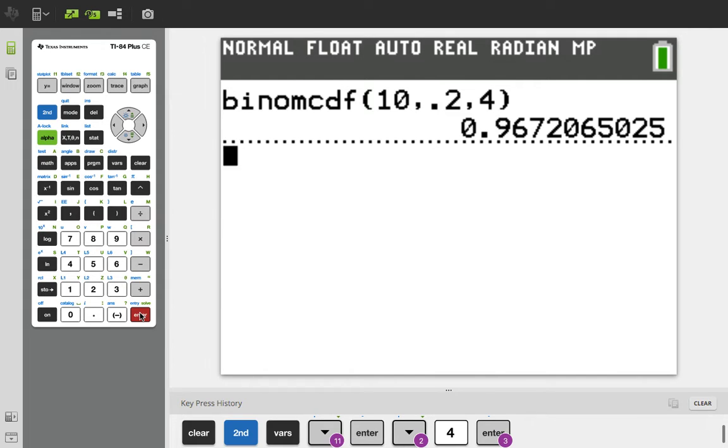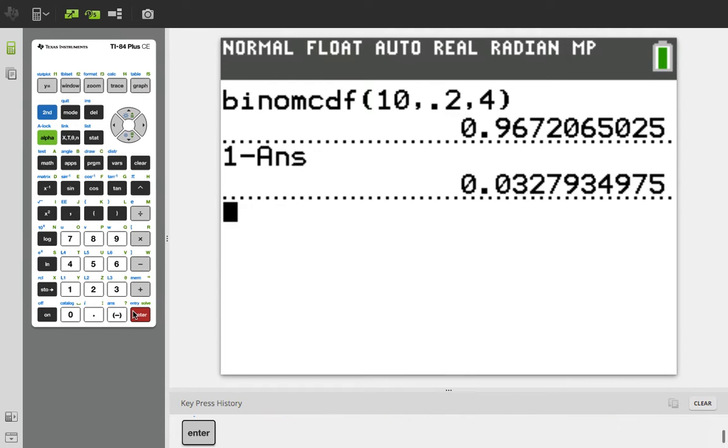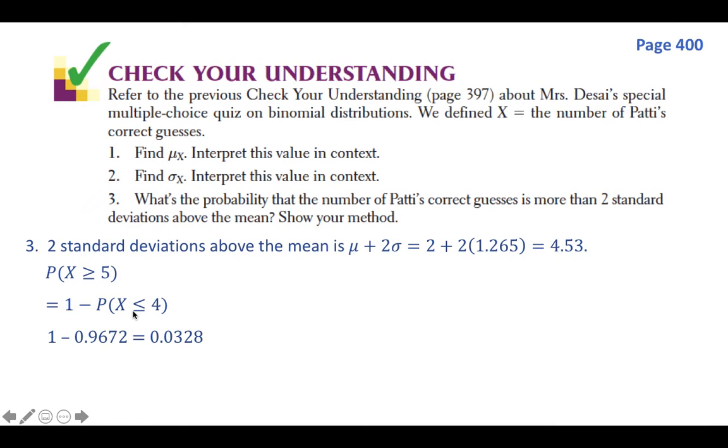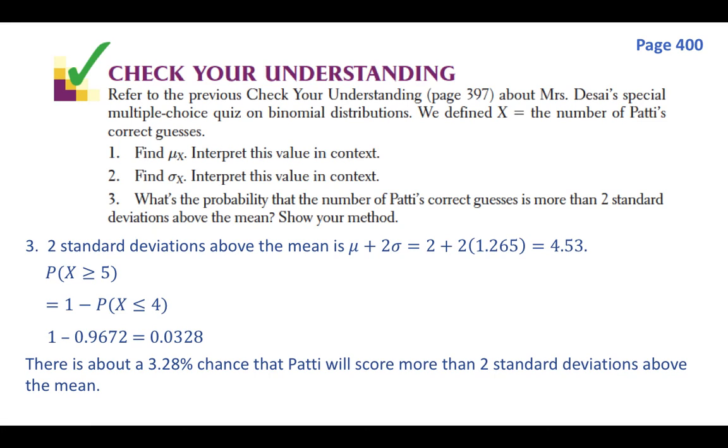We want 5 or more. So we're going to do 1 minus that number, and we get about 0.0328, which is our answer. So there's about a 3.28% chance that Patty will score more than 2 standard deviations above the mean.